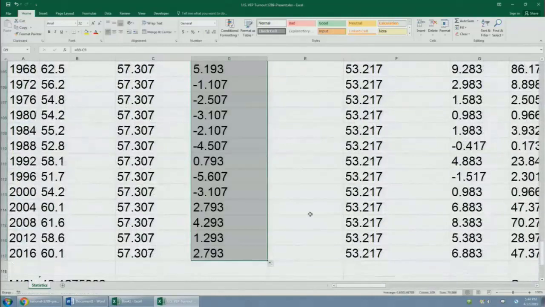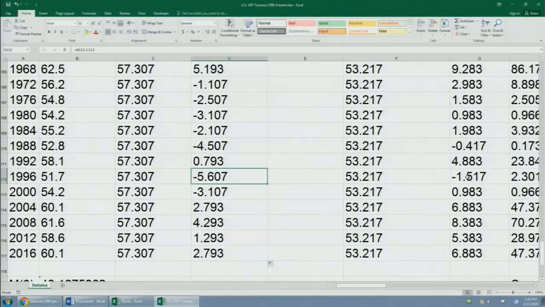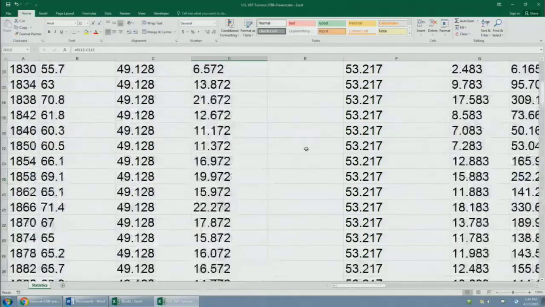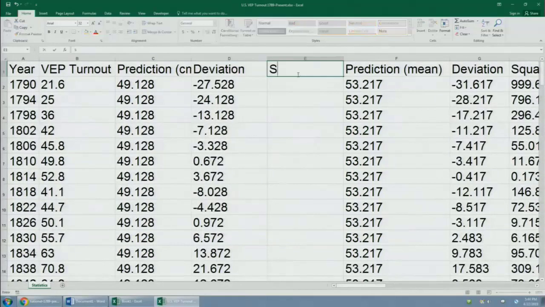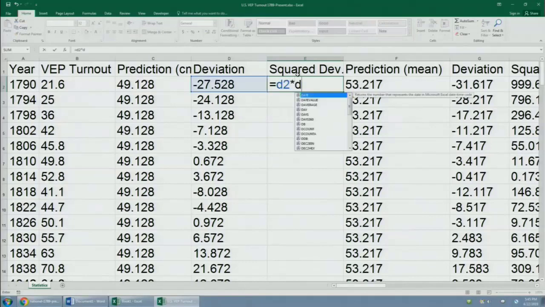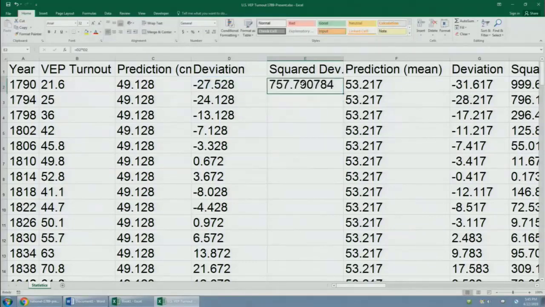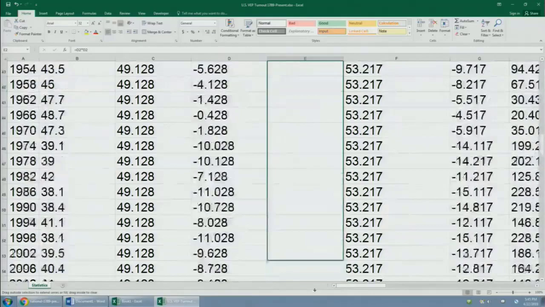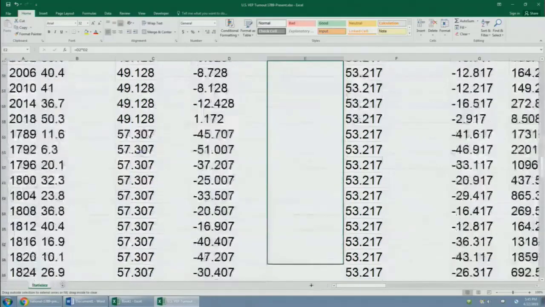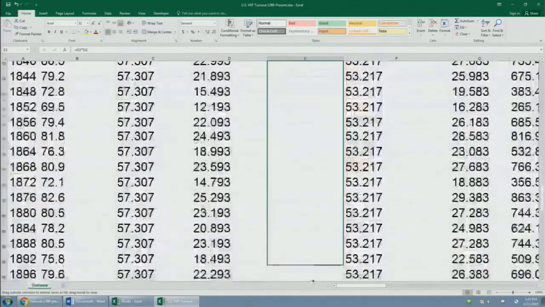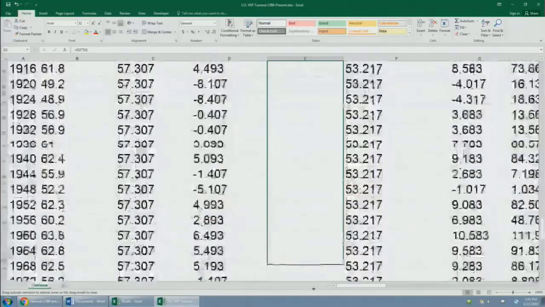And instead of comparing each one and saying, oh, is that smaller? Oh no, see, that one's bigger than that one. But that one's smaller than that one. I could do that all day. Instead, what I'm going to want to do is square the deviation so that we can look at the magnitude of the deviation. So that's d2 times d2, right? And then I'm going to bring that down, and we're going to look at how much total squared deviation there is here, and then we're going to add it up, and we're going to see if it's better.